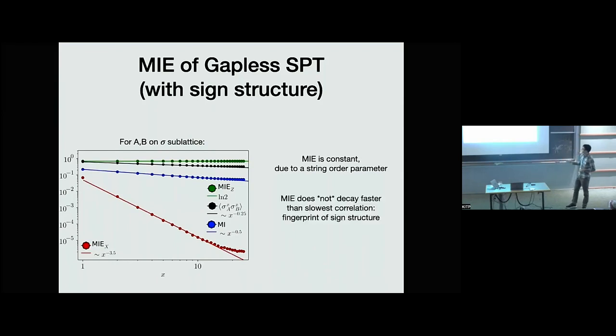Okay. So in this case, the MIE does not decay faster than the slowest correlation, and this is a direct signature of the non-trivial sign structure. And furthermore, it's very likely that this gapless SPT also has a symmetry-protected sign problem, like its cluster state counterpart.